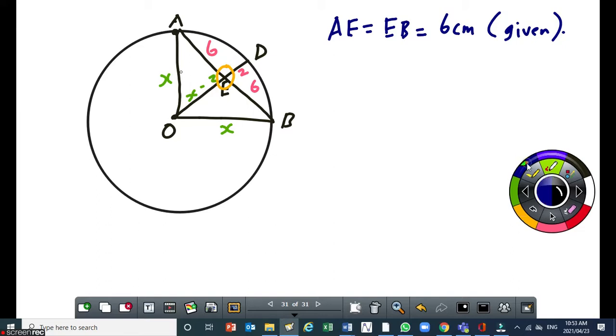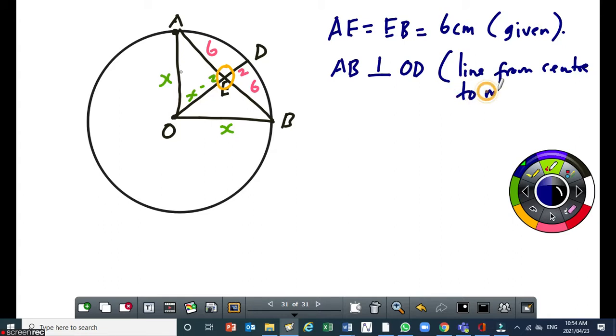So, I'm going to say AB is perpendicular to OD. My reason, line from center, because for me to use the theorem of Pythagoras here, I need to say why this angle here is 90, or that one is 90. Why is AB perpendicular to OD? It's based on the converse of theorem 1. Line from center to midpoint of chord. It's not indicated in the question whether the two are perpendicular. So I need to prove that they are perpendicular using the converse of theorem 1. So line from center to midpoint of chord.